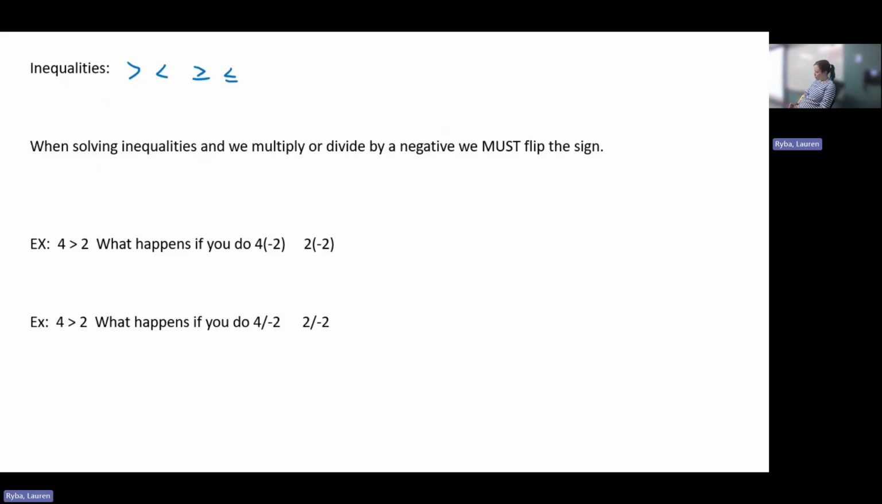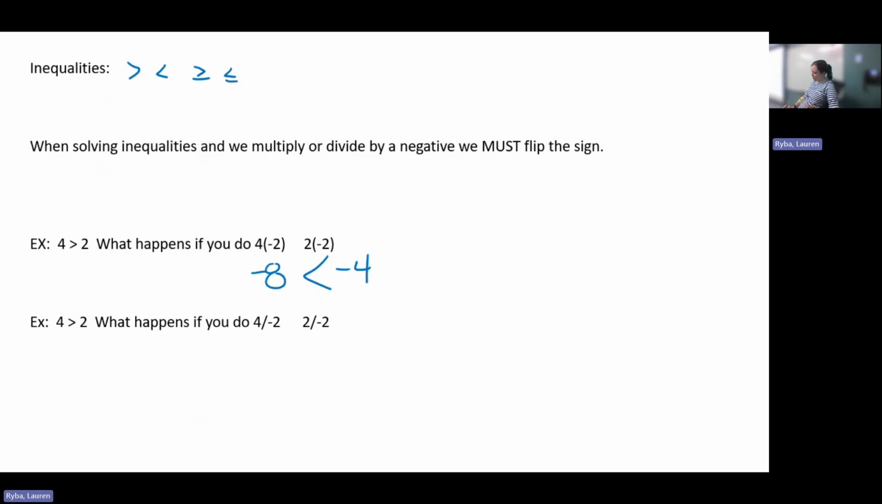Okay. Do we all agree that 4 is greater than 2? Yes. Okay. So what happens if I multiply 4 times -2 and 2 times -2? So what happens if I multiply both sides of this inequality by a negative number? Well, I get -8 and I get -4. Which one is bigger? -4 is bigger.